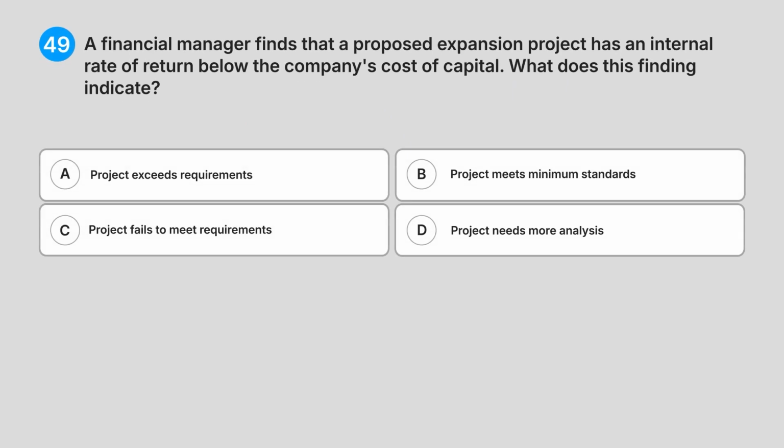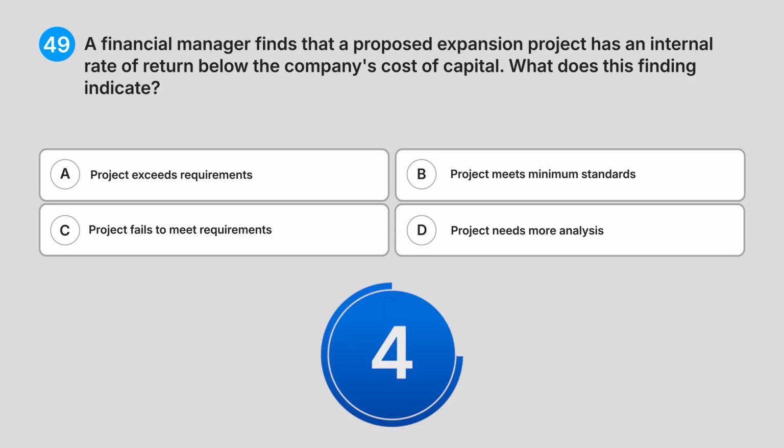49. A financial manager finds that a proposed expansion project has an internal rate of return below the company's cost of capital. What does this finding indicate? A. Project exceeds requirements. B. Project meets minimum standards. C. Project fails to meet requirements. D. Project needs more analysis. Do you know the answer?